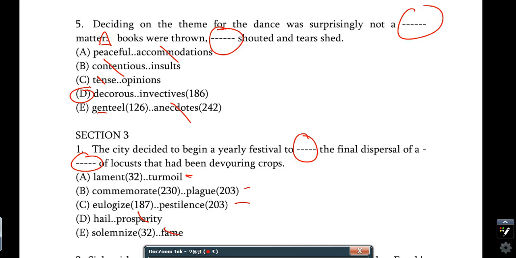The city decided to begin they wouldn't say nice things about a pestilence, and they wouldn't be sad about or lament about a plague of locusts, a turmoil of locusts. So B, commemorate or memorialize the dispersal. They wouldn't be sad about the dispersal, and there's no such thing as a pestilence of locusts. So B is the correct answer there.